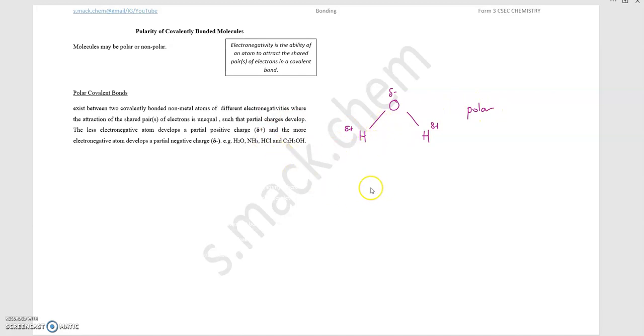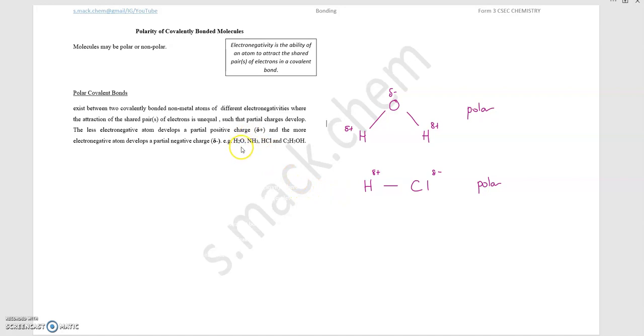Let's look at one more example, which is HCl. Chlorine being more electronegative than hydrogen means that because we have different atoms in our molecule, they will have different electronegativities and an unequal sharing of the shared pairs. Chlorine being more electronegative, it will develop a partial negative charge. Hydrogen being less electronegative, it develops a partial positive charge. Overall, the entire molecule is polar.